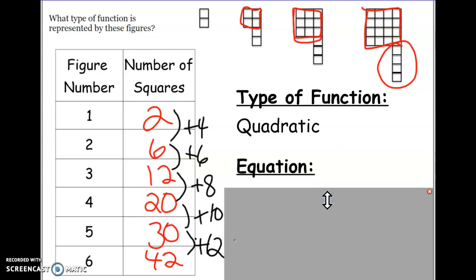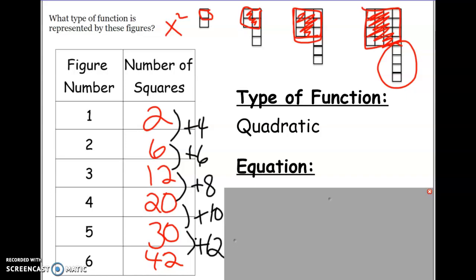And then can we write an equation for this? Because even if you're not asked on the test to write an equation, we do want you to recognize the type of equation that goes with a quadratic function. And so honestly, one thing I've noticed really quick here is that every single one of my figure numbers has x squared, or it has the figure number squared. So 1 squared is 1, 2 squared is the 4 right here, 3 squared is 9, and 4 squared is 16. So I think I should be looking for an equation that has an x squared in it.